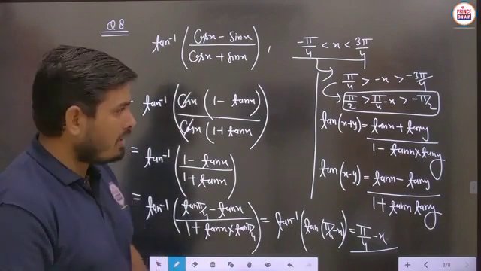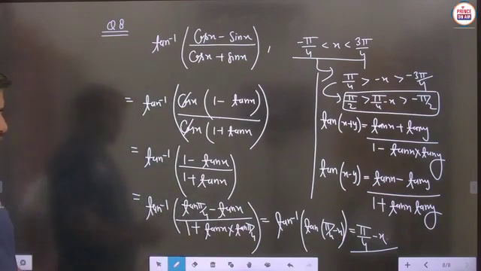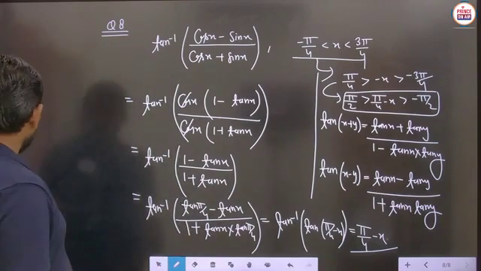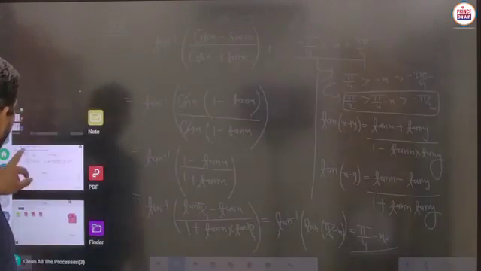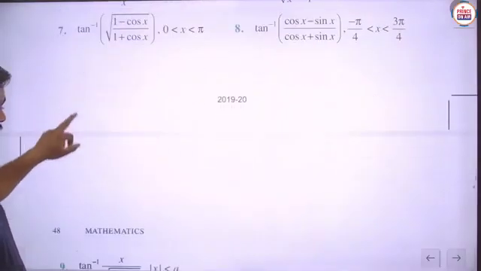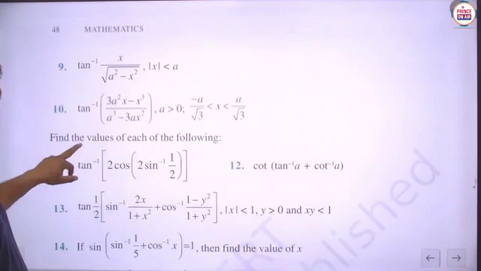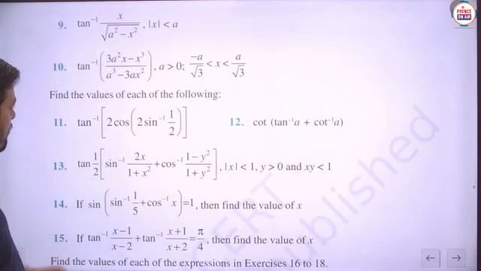Next, question number 9, students, we will take. Before that, pause the video to note it down. Question number 9 we are taking. So you can check question number 9. Again we have to write the simplest form of the given function.